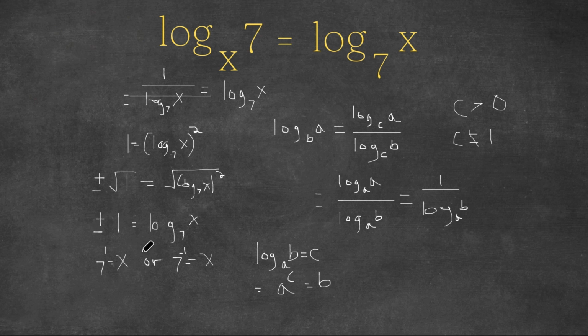Now, 7 to the power of 1 is simply 7, so one solution that we have is x equals 7, and another solution is 7 to the power of -1, which is 1 over 7. So x equals 1 over 7 is another solution. So x equals 7 and x equals 1/7 are our two solutions to this logarithmic equation.